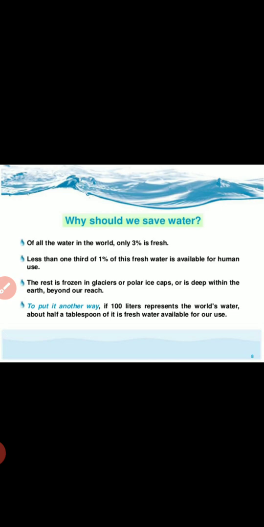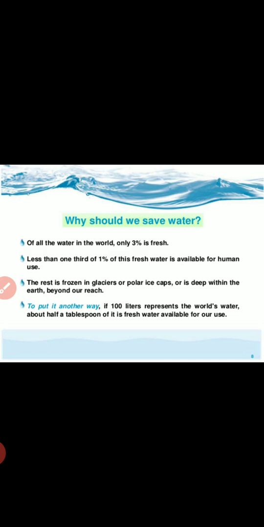Then why should we save water? As you know, due to overpopulation the use of water is increasing. So one should conserve, we should save water for our own future.